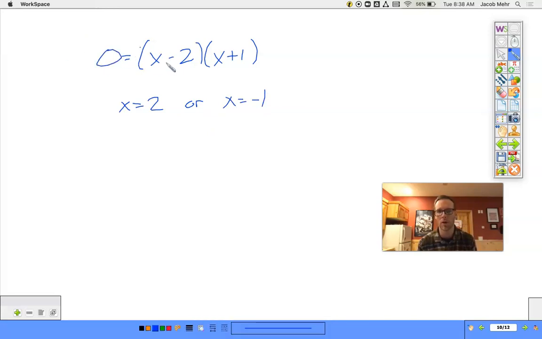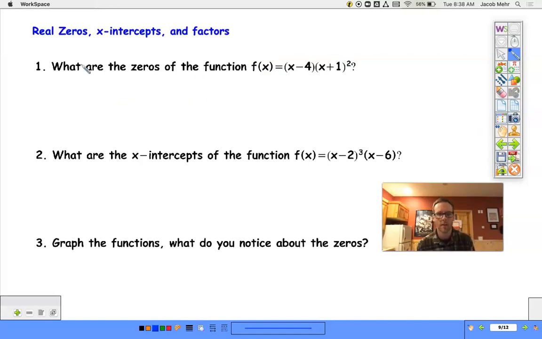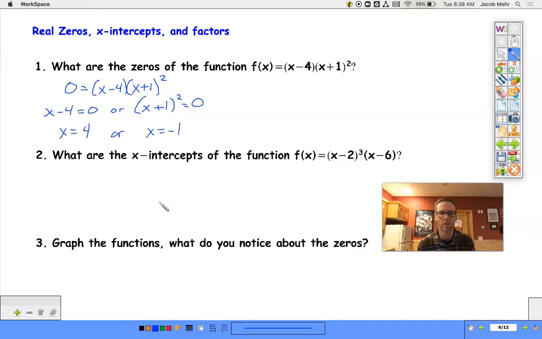And we use the zero product property, and we say x minus 2 equals 0, or x plus 1 equals 0, and we get those two solutions. Now with this one, when we set 0 equal to x minus 4 times x plus 1 squared, x minus 4 equals 0, or x plus 1 squared equals 0. This gives me a solution of 4. This gives me a solution of negative 1.